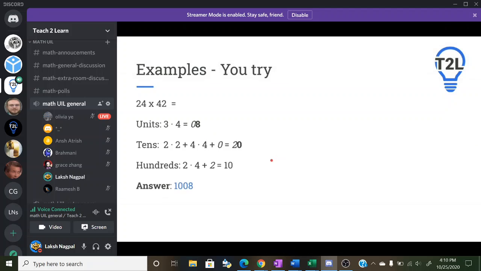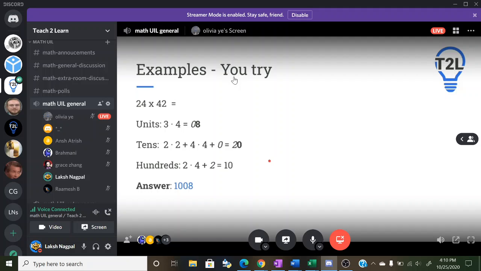Okay, so this concept's a bit hard, so it's fine if you didn't get it, but the answer is 1008. Going back to the steps, first do the units or ones digit and multiply them. Oh, I think we wrote this one wrong, but it should be 4 times 2 to get 8. Just disregard 3 and 4. And since this one doesn't have any tens, you don't have to worry about carrying anything over.